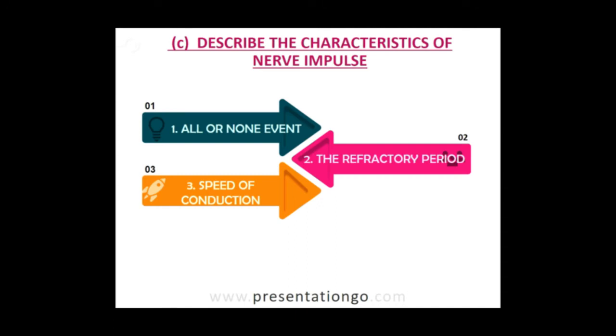Next, we will discuss the characteristics of nerve impulse. Number one, all or none event. Number two, the refractory period. And number three, the speed of conduction.